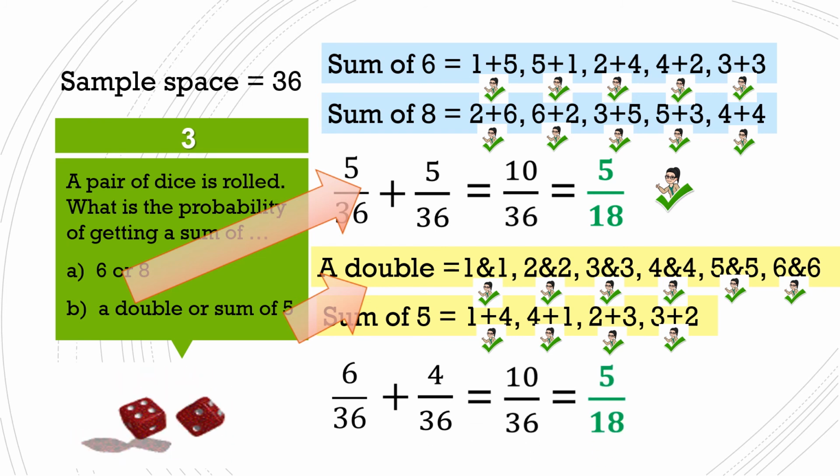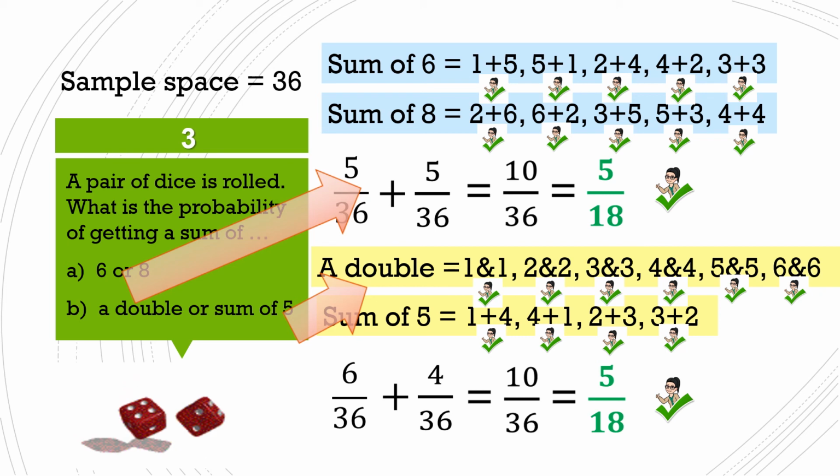And then, solve this. 6 plus 4 is 10. Copy 36. Reduce the lowest term, divide by 2. So 10 divided by 2 is 5. 36 divided by 2 is 18. The probability of getting a double or sum of 5 is 5 over 18.